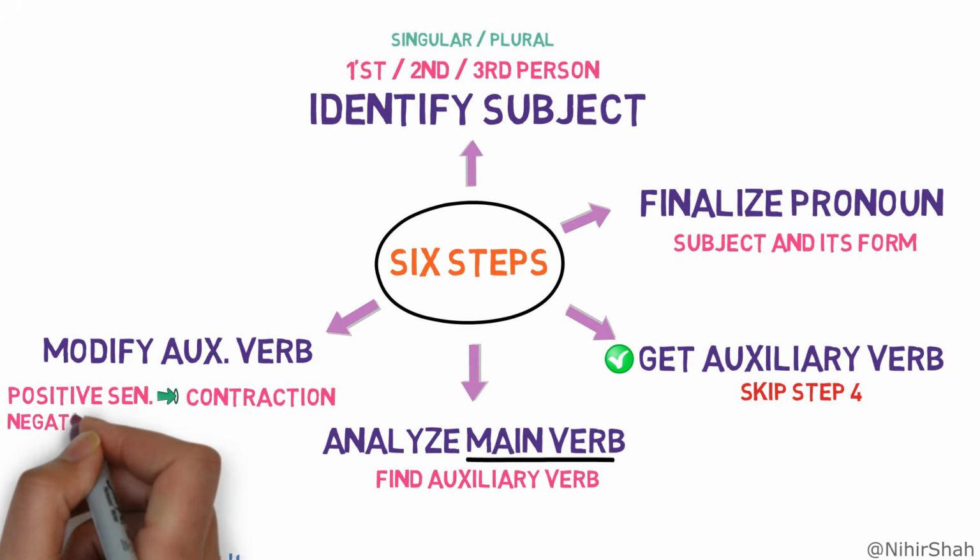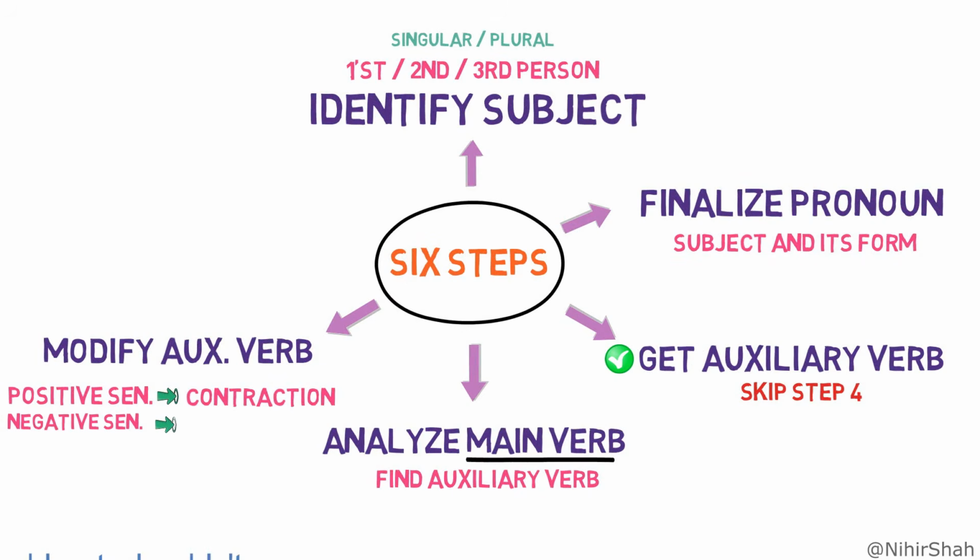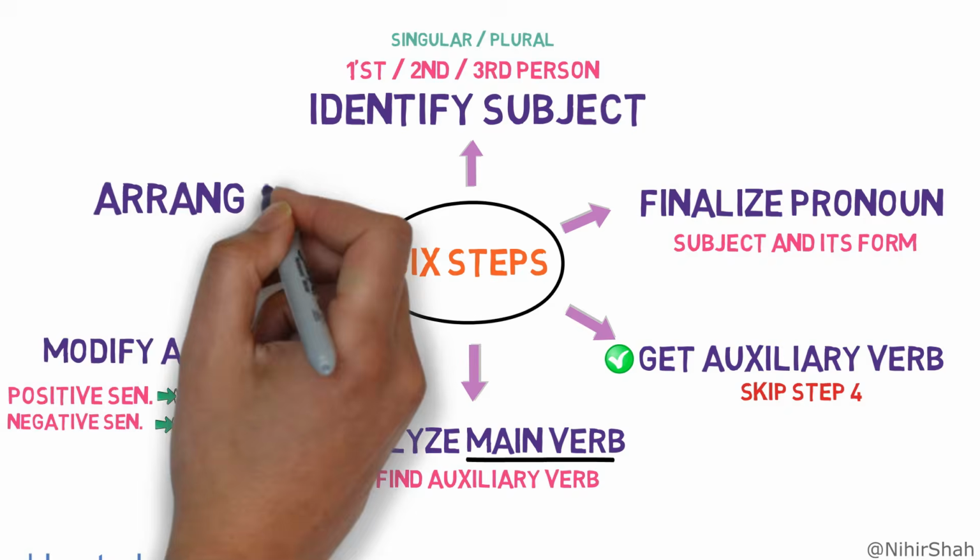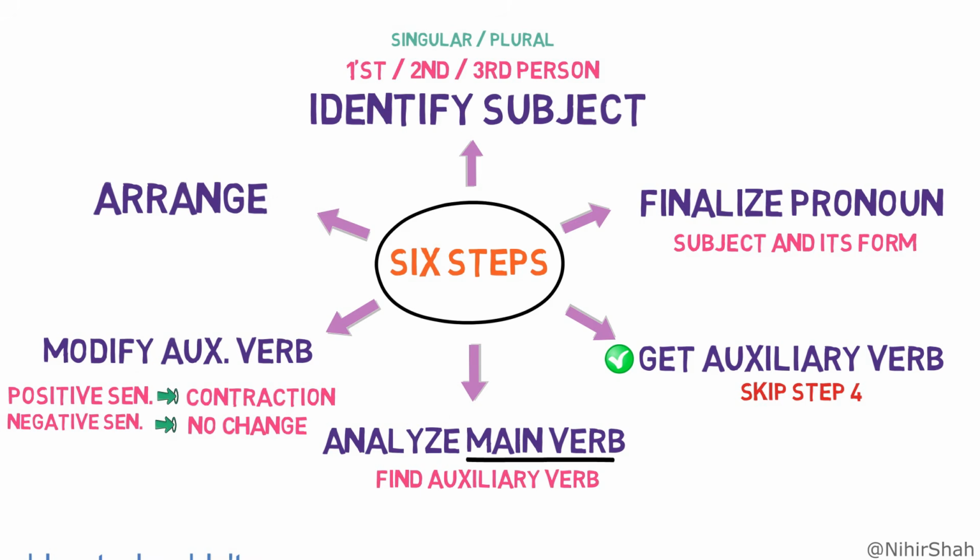But if the sentence is in negative form, don't change the auxiliary verb. Let's move to the last step now. Step 6. Arrange. Arrange the auxiliary verb and pronoun in this way: auxiliary verb plus pronoun plus question mark. So this is a 6-step formula to form a question tag.